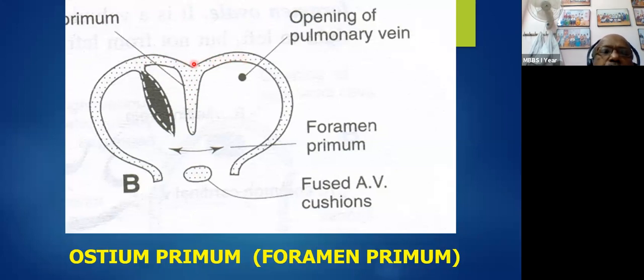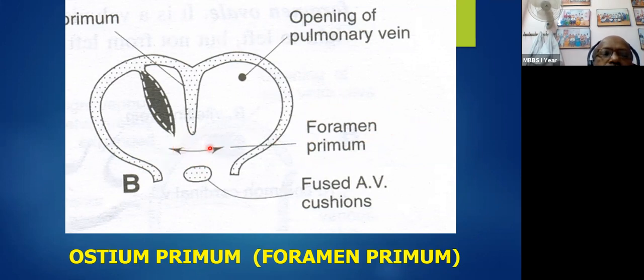From there, the septum primum arises. That septum primum descends downwards towards the septum intermedium, or AV cushion. Repeatedly I am telling you, the AV cushion is nothing but the septum intermedium, or atrioventricular septum. Before the septum primum reaches the septum intermedium, we have an opening here. This opening is called the foramen primum. Through that, blood from the right atrium will go to the left atrium.